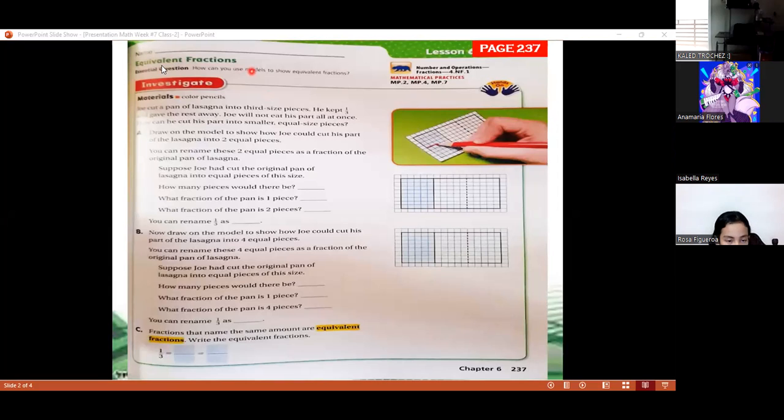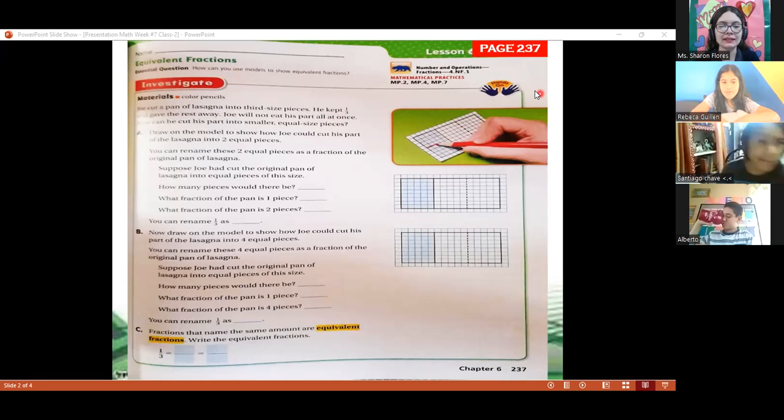We're going to talk about fractions, equivalent fractions, that they have the same amount. When we say equivalent fractions, it's because they have the same amount. Remember, just as a reminder, a fraction has two parts. It has a numerator, that is the number that you see up, and the number that is down is the denominator.